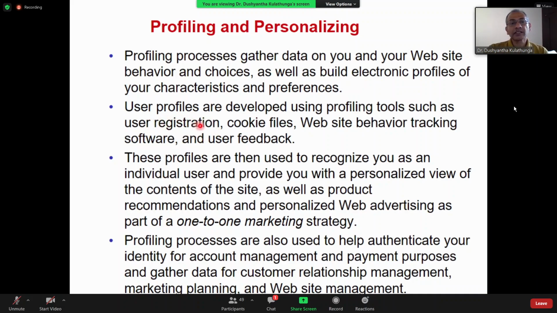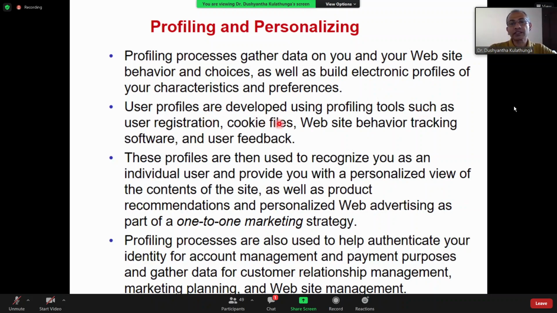Now, there are instances where you are requested to register with a particular organization or with a particular website. So when you register, definitely you need to provide certain personal information. So you will provide some personal data about you, which can be used in developing your electronic profile.